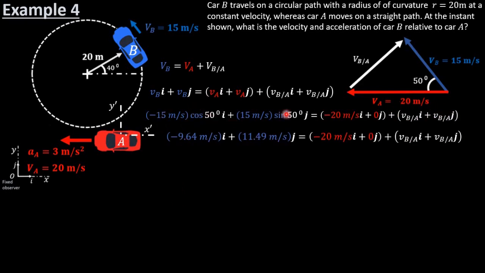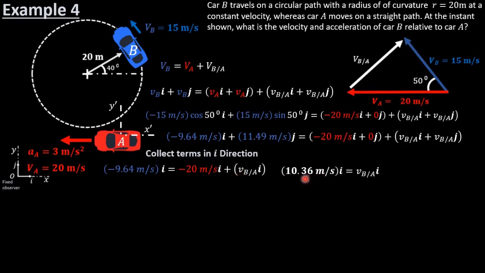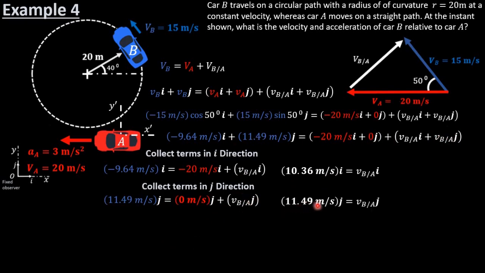So we simplify all that down. Okay, so I simplified this term and this term down to this. Then I collect my terms in the I direction. So that's going to be this term here, the minus 20 meters per second, and this term here. So I collect them down there, solve for the relative velocity in the I direction, and I get 10.36 meters per second. Collect my terms in the J direction, so this term here, which is 0, and this term, to get this. Solve for the relative velocity in the J direction, and I get 11.49 meters per second, and that is the component of the relative velocity of car B relative to car A in the J direction.